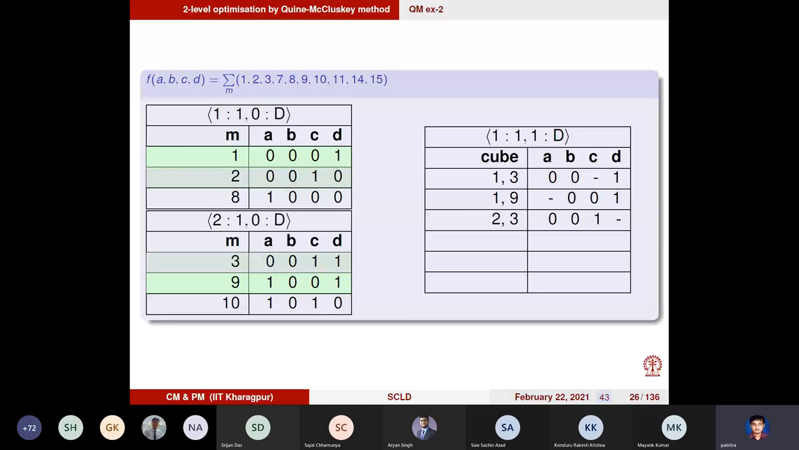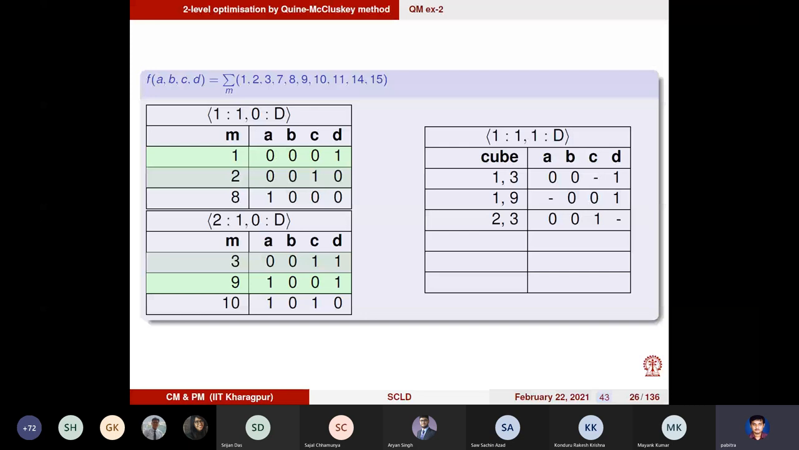Nothing left. 1 has been combined, 2 has been combined, 8 has been combined, 3 has been combined, 9 has been combined, 10 has been combined. So there will be no prime implicant consisting of these. All of these are combined, tick mark. They are reduced. So none of them will appear in the prime implicant list.